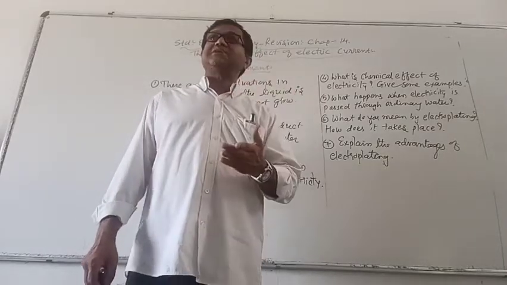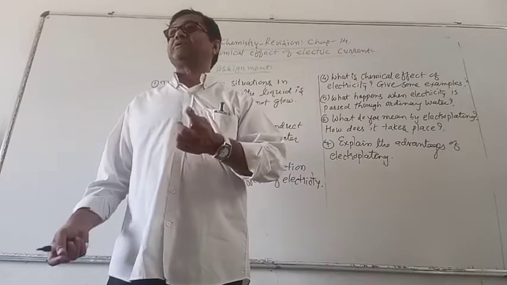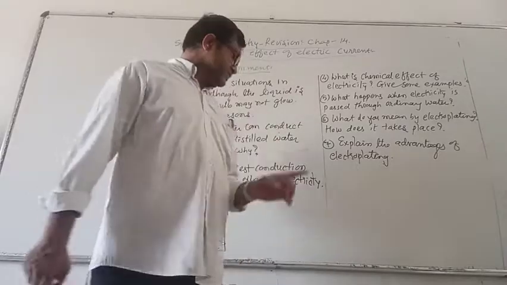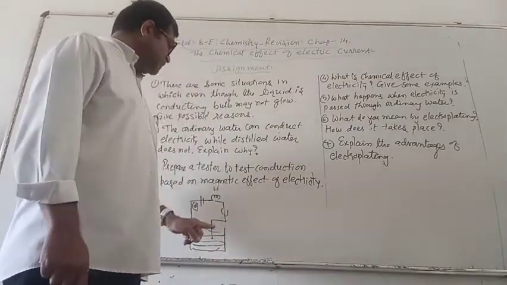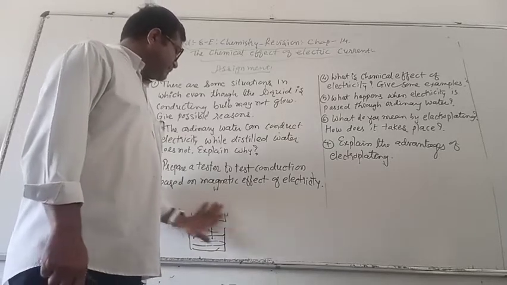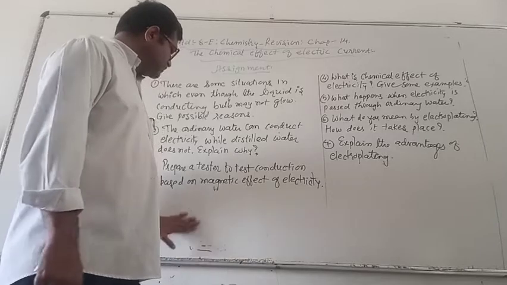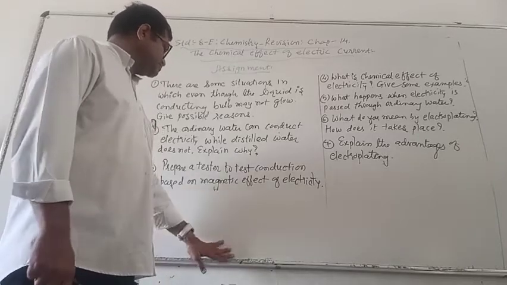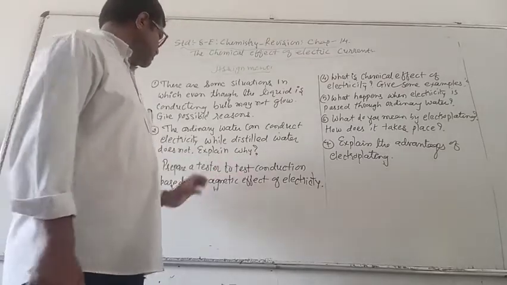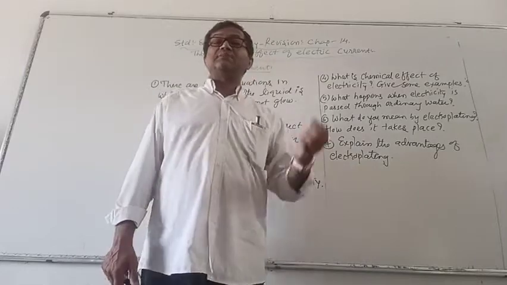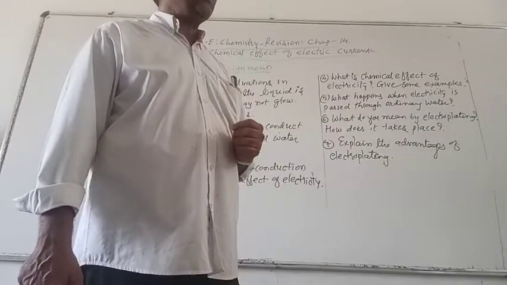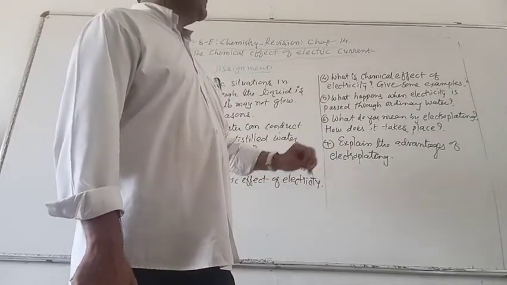It shows the deflection only when the current is passing. When will the current pass? When the circuit is closed. So if the liquid is conducting, then the current will pass through, and therefore the magnetic needle will show the deflection. In this way, we can prepare a tester to test the conduction which is based on the magnetic effect of electric current. So that is a different thing.